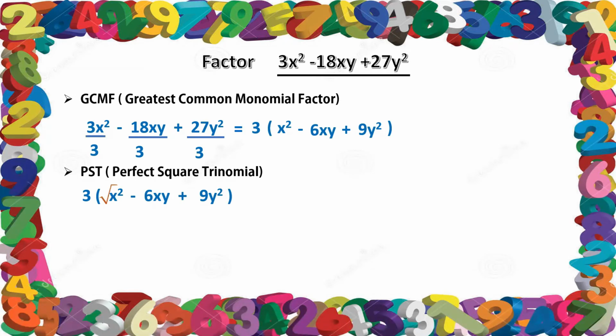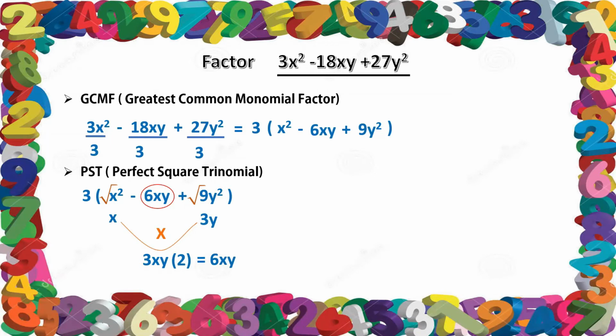What is the square root of x squared? X. Nice one. Another. Is our last term a perfect square too? Yes. The square root of 9y squared is 3y. Correct. Now, is the middle term twice the product of x and 3y? Yes, the product is 6xy.